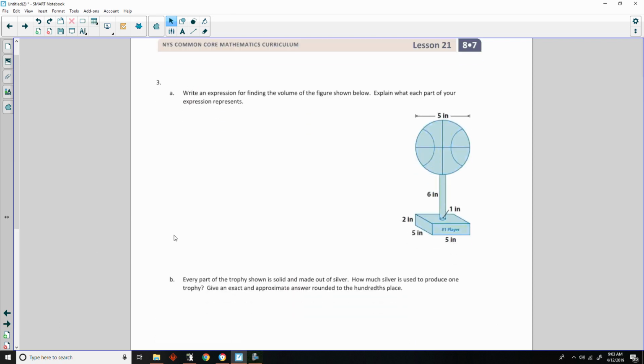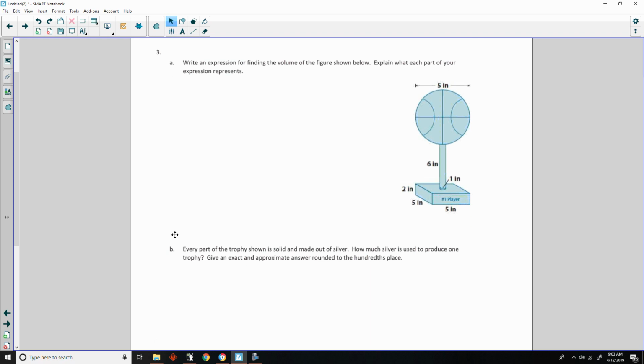Okay, number 3. Write an expression for finding the volume of the figure shown below. Explain what each part of your expression represents. Okay, so this looks like a trophy because it says number 1 player right here. So this is a base, and this is the stem and a basketball sitting on top. So number 1 basketball player trophy. We're going to find the volume of this figure. If it was solid and cast out of some type of molten metal, then we'd want to know how much volume is in it. Okay, so here we go. For starters, we have a sphere.